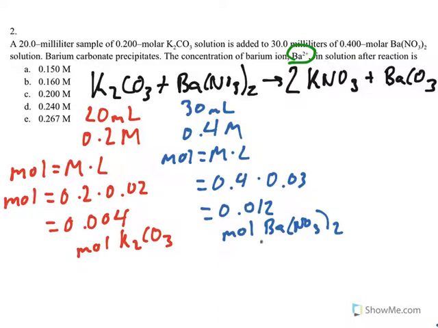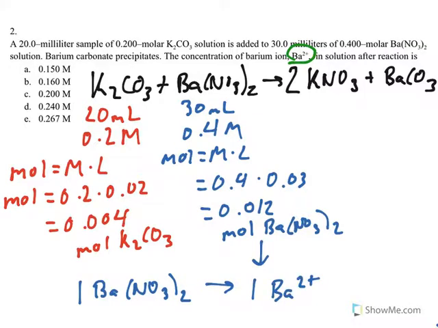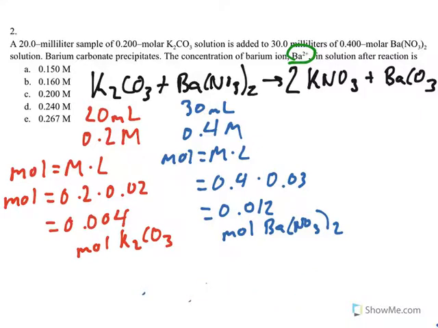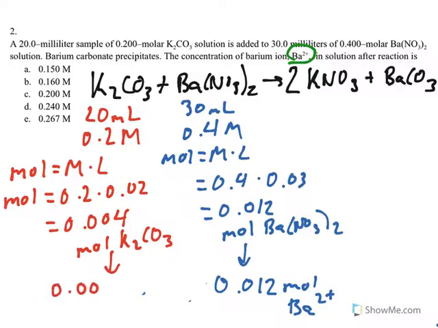Well, if we think about this here in blue, for every 1 Ba(NO3)2 that dissolves, you're going to get 1 Ba2+ ion produced. So by having 0.012 mole of barium nitrate, you're also saying that you have 0.012 mole of Ba2+ ions. The same can be true here. For every 1 K2CO3 that goes in, 1 CO3 comes out. So you're going to have 0.004 mole of CO3.